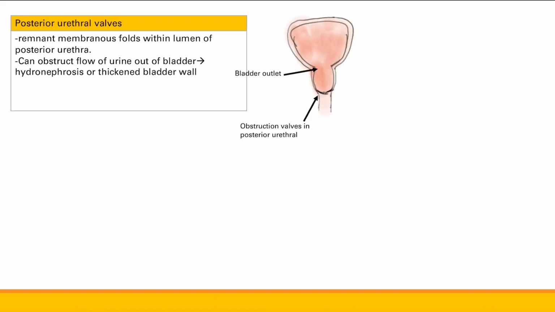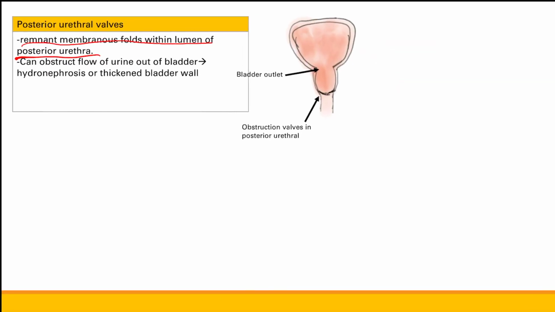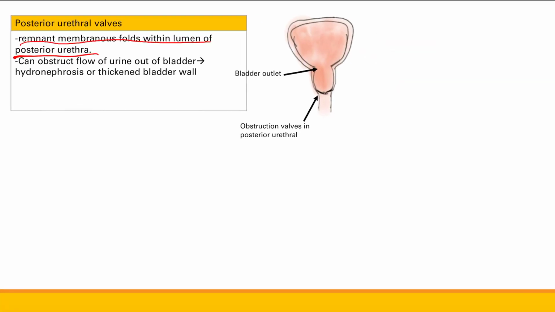Okay, next we have posterior urethral valves. This is our last congenital pathology. So this is a problem where you have remnant membranous folds in the lumen of the posterior urethra. So you see it all in the name again. Posterior urethral valve. So posterior urethra just refers to the back part of the urethra near the bladder, as you can see here. So this is the bladder. This is the neck of the bladder.